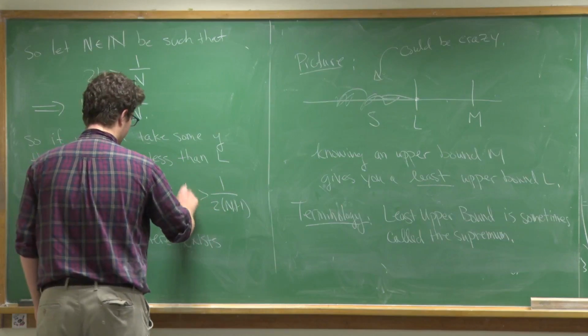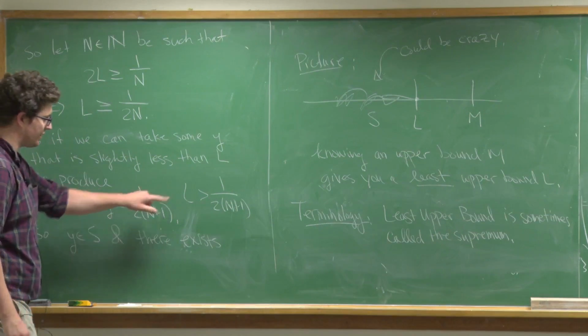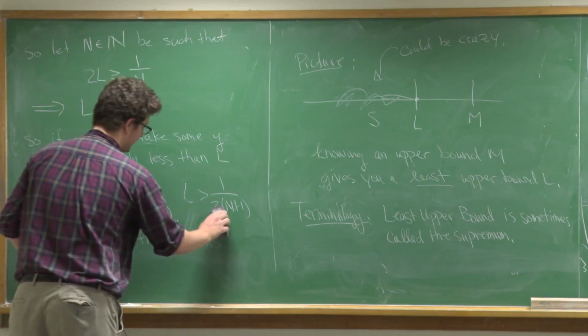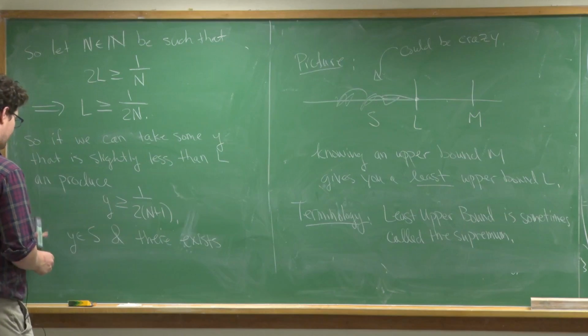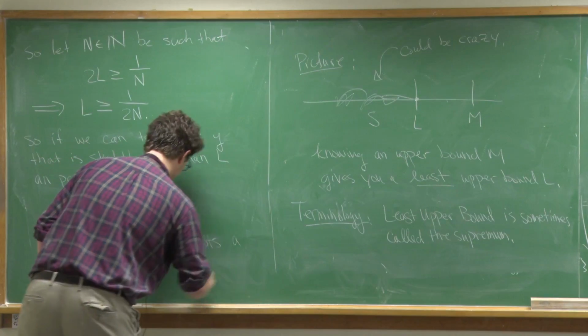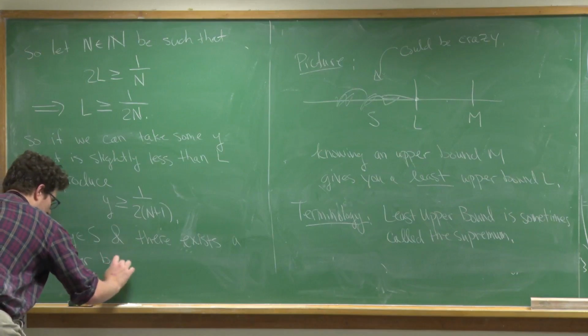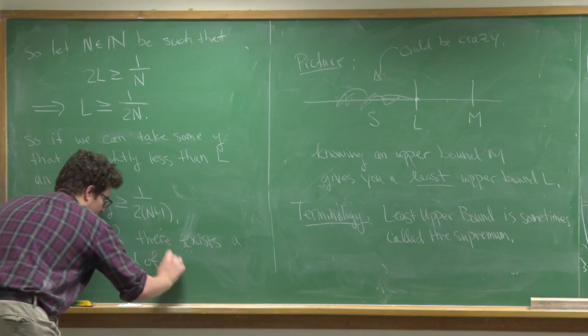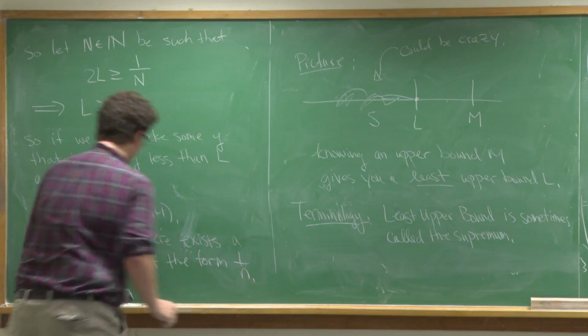This thing here is strictly bigger than L, right? And there, since this is strictly less than L. Okay. And there exists a lower bound, but let's say bound of the form 1 over n. So does this make sense?